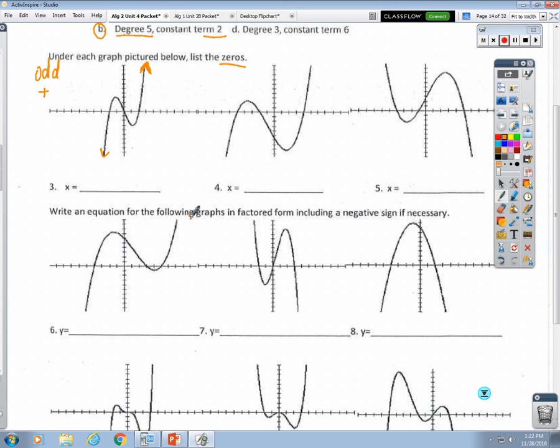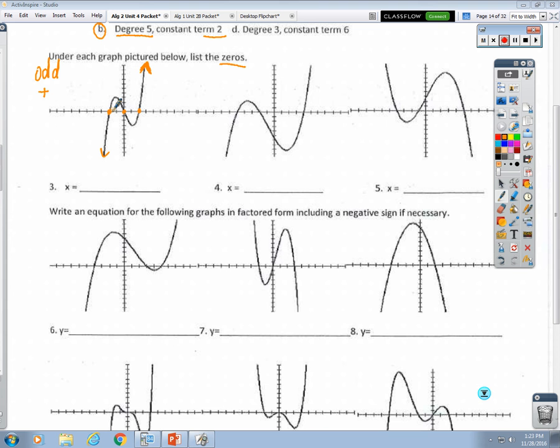Zeros is just another word for x-intercepts. How many x-intercepts are there? 3, which makes sense that we get 3 because it's an odd number, and we should get an odd amount of zeros. It makes sense that it crosses 3 times. It should cross an odd amount of times because it's an odd graph.